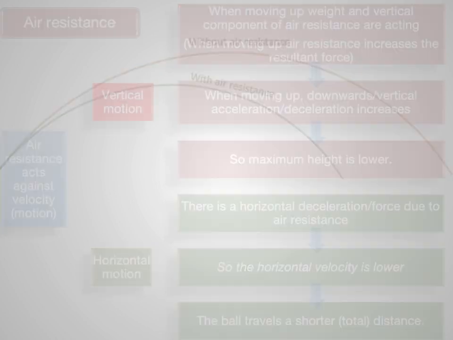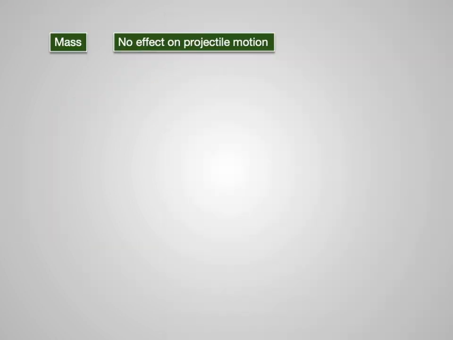Now, two more factors we will see very quickly. One is the mass of the projectile. Mass of the projectile has nothing to do with any quantity in projectile motion because you don't see any term mass in any of the equations we use. The time taken, the range, the height, nothing will change if you change the mass.